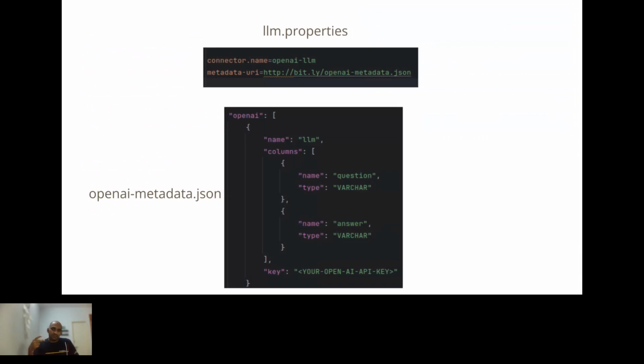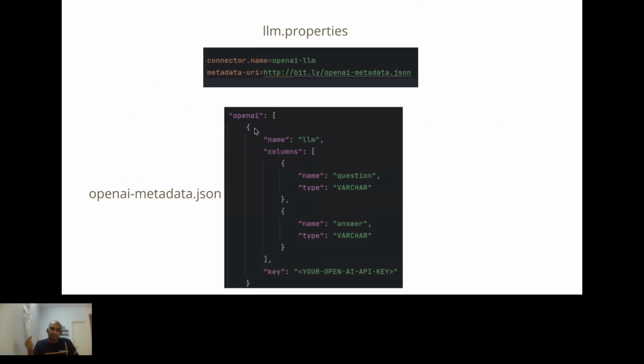There are two parts to it. The very first is, in order to use this connector, we just have to provide the connector name, which is the OpenAI LLM, and a metadata URL. I've just shared a sample URL. It can be any URL where you're hosting this JSON file, and the JSON is in a very similar structure here, where you can host different entries.